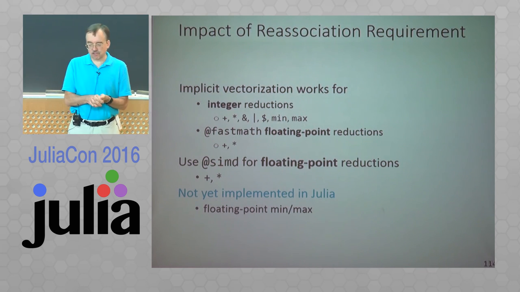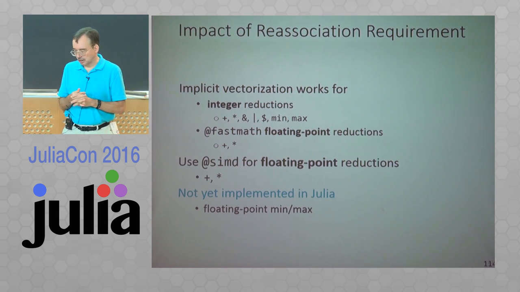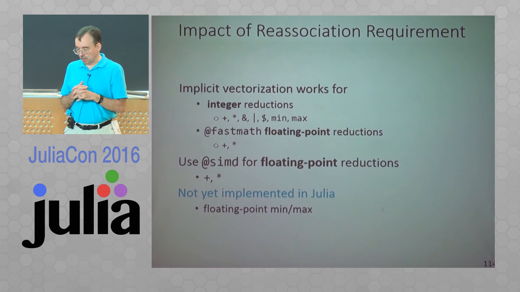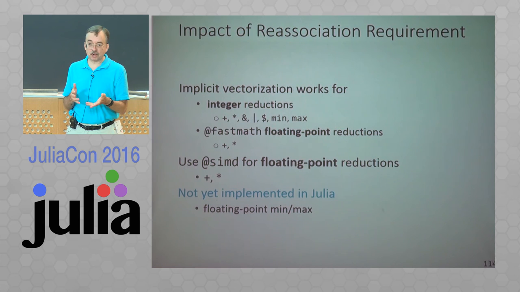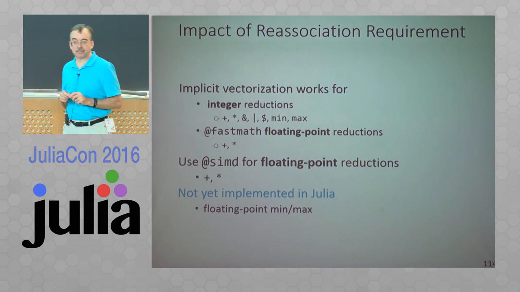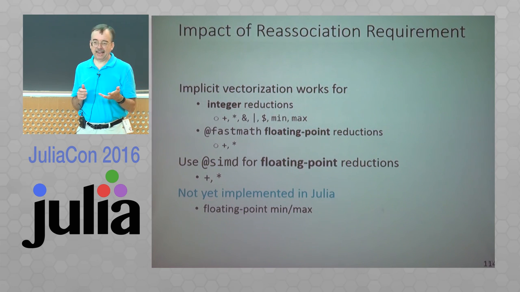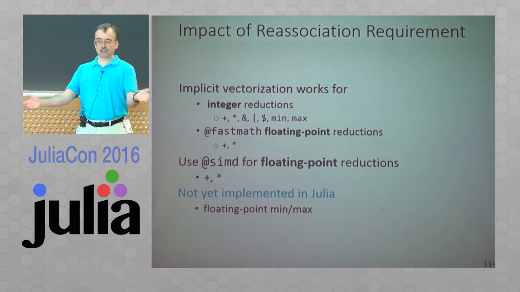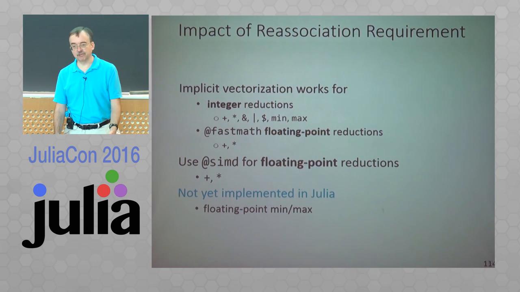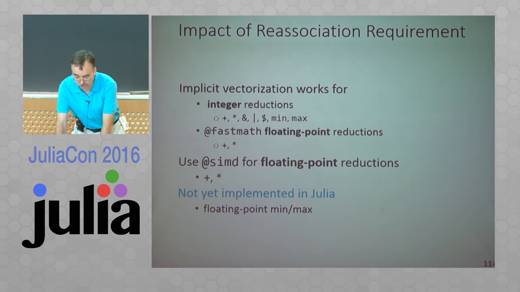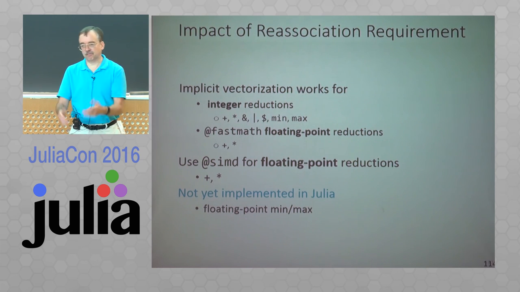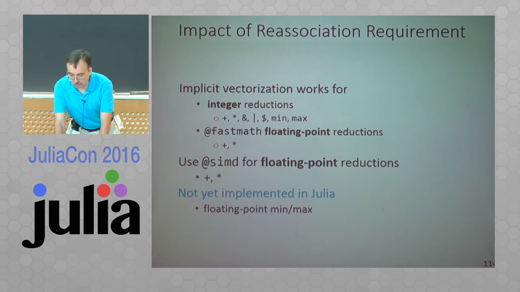So the implicit vectorization will work fine for integer reductions, but it's not going to work for ordinary floating point reductions unless you mark them with fast math. If you mark them with fast math, then things are good. Otherwise, if you use @simd on a loop, you're saying, please vectorize, and yes, I give you permission to reassociate and recommute addition and multiplication reductions. And not yet implemented are floating point min and max, as far as I know. You get the right answer, it'll just refuse to vectorize the loop.